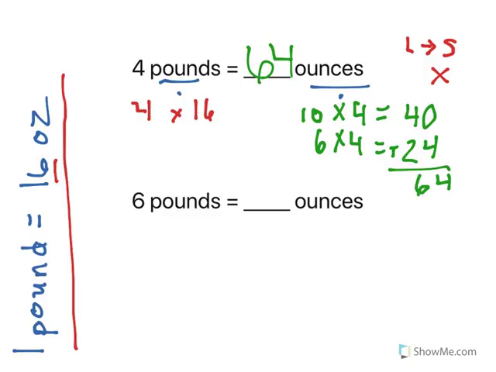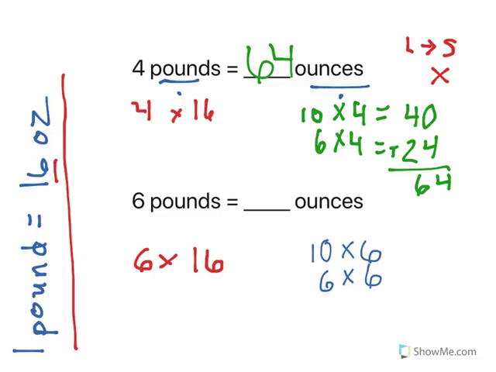Okay? So what about 6 pounds? How many ounces would 6 pounds equal? That means we're going to do 6 times 16. Why don't you pause the video for just a second to see if you can solve this.